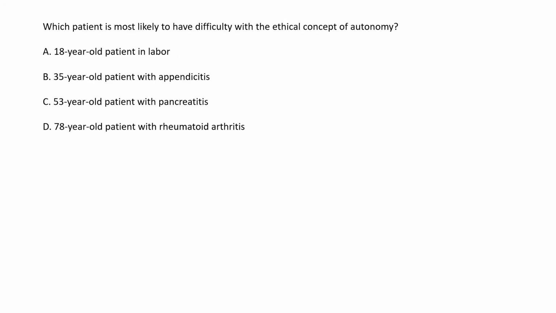Which patient is most likely to have difficulty with the ethical concept of autonomy? A. 18-year-old patient in labor. B. 35-year-old patient with appendicitis. C. 53-year-old patient with pancreatitis. D. 78-year-old patient with rheumatoid arthritis.